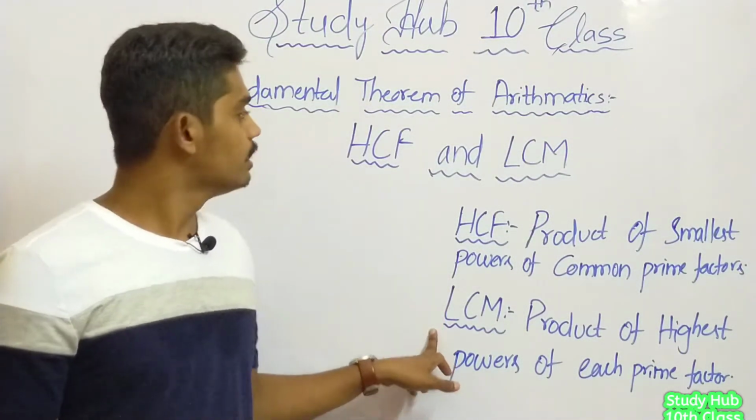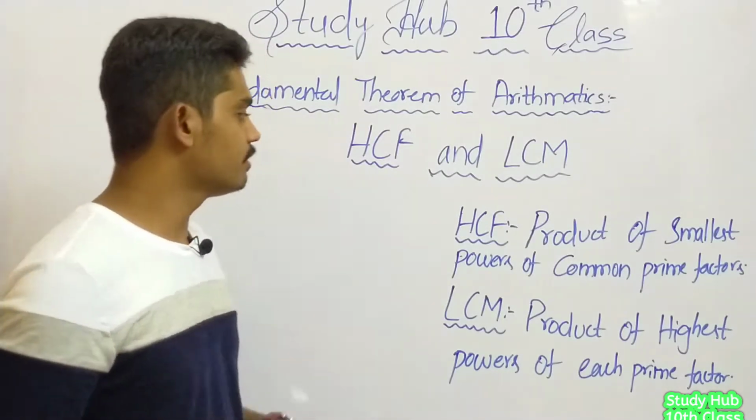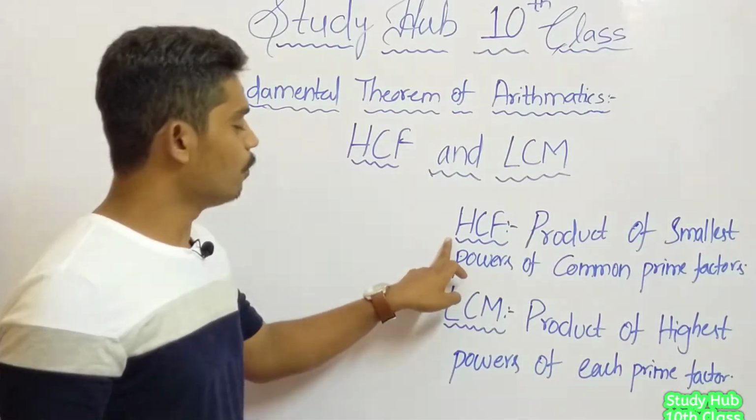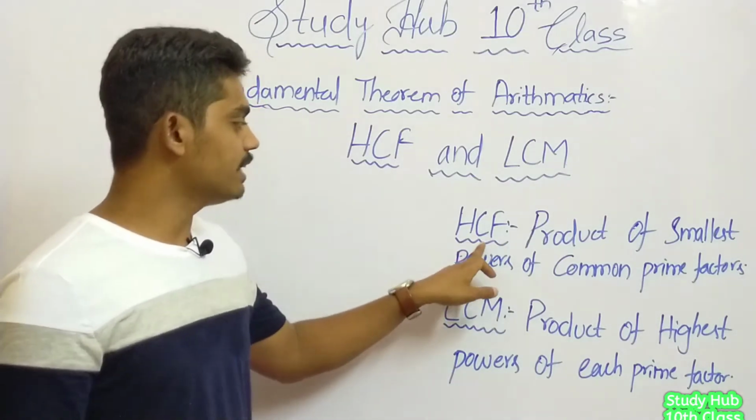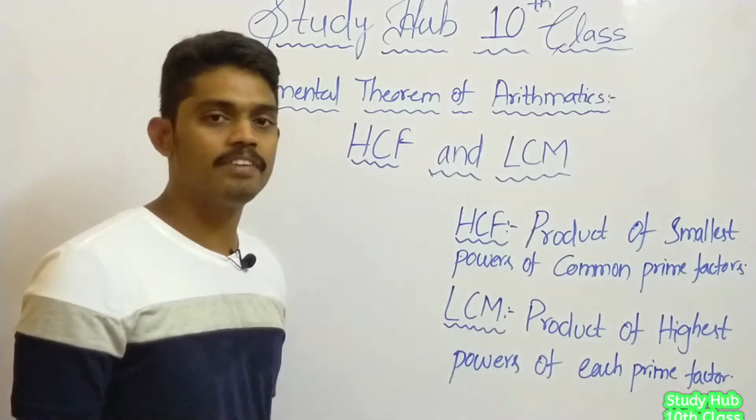HCF and LCM using the prime factorization method, friends. So what does HCF say? How do we find HCF? Product of smallest powers of common prime factors.